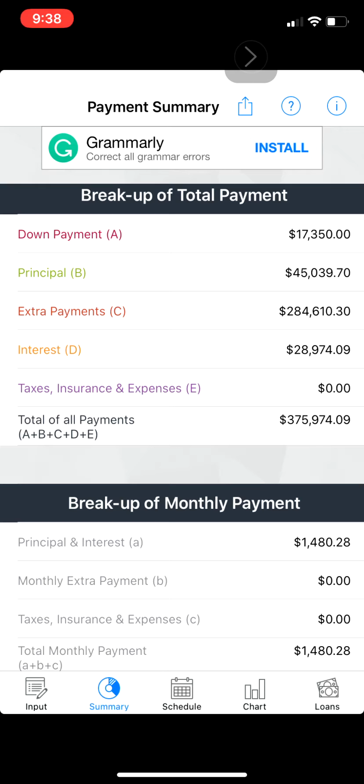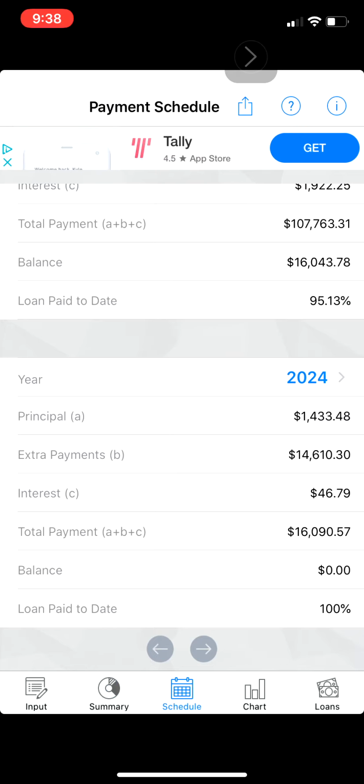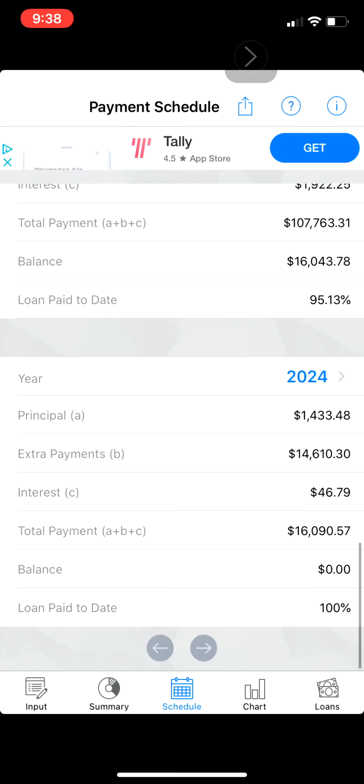So for the whole life of this 30-year loan, I'll be making only 28,974.09 in interest. Total payments I'll make is 375,994.09. So the schedule looks so much different now.